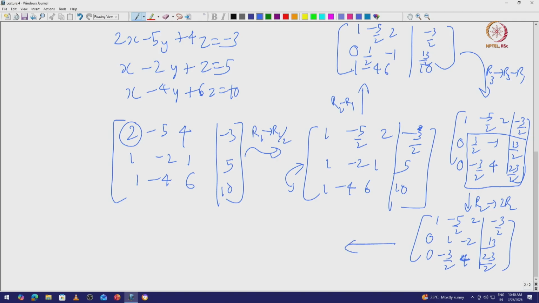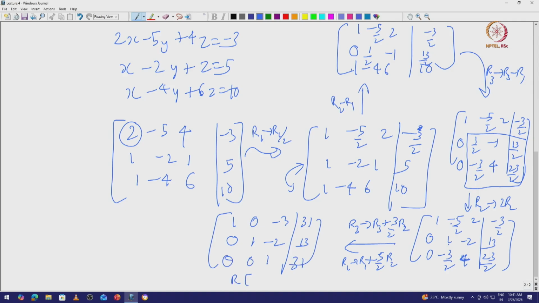And then, as usual, you clear the thing below it, right? You also clear the entry above it. So basically, R3, the third row, goes to third row plus 3 by 2 times the second row, so as to clear this one. And the first row must also be changed so that you clear this one, right? So you get 0, minus 3, 31, minus 2, 13, 0, 0, row 31. This is in the row echelon form.